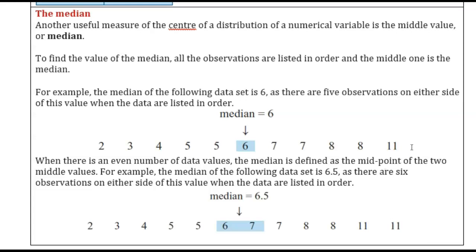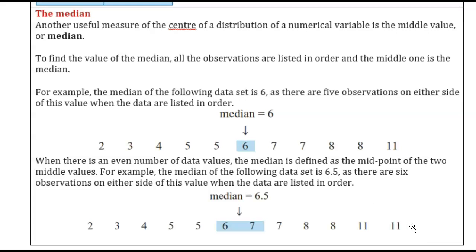So this first data set, we have an odd number of values. Let me just quickly count how many we've got. We've got 1, 2, 3, 4, 5, 6, 7, 8, 9, 10, 11. 11 values. So that just makes things easier to find the middle value. So you can see your middle value here, and we have 5 values on each side. Okay, so there's a clear median.